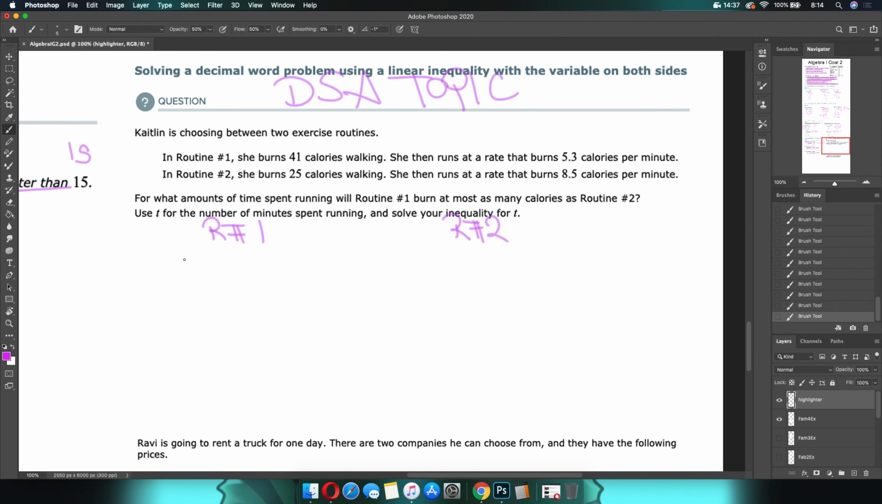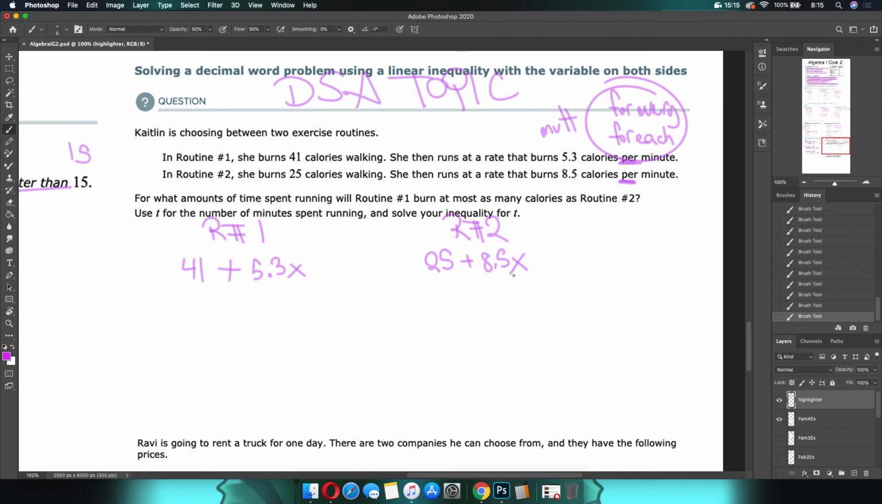So she burns 41 calories walking, and then she runs at a rate of 3.2 per minute. Per, I've talked about this in other videos. Whenever you see per or for each, or sometimes for every, these are all your fancy words for multiplication. So that's how I know it's multiplication. And then routine 2 is 25 while walking, and then she runs at a rate of 5.3 per minute.